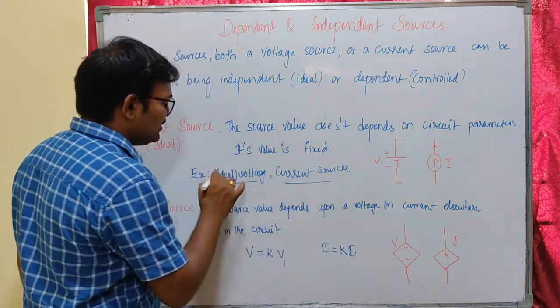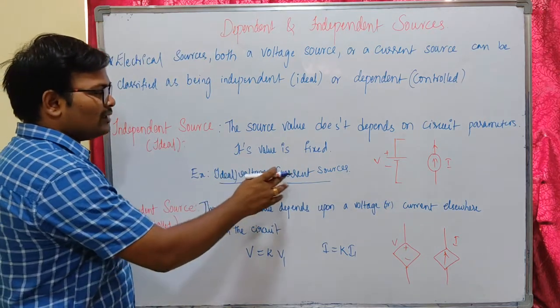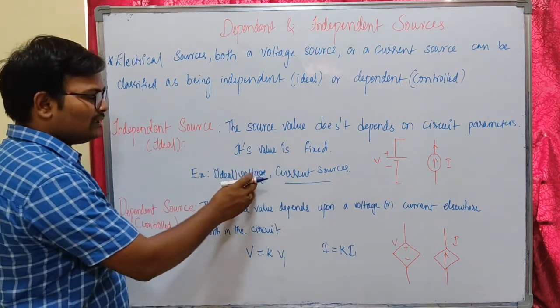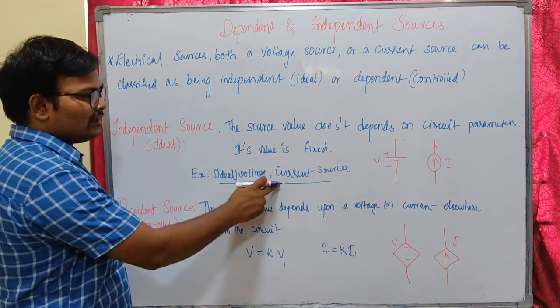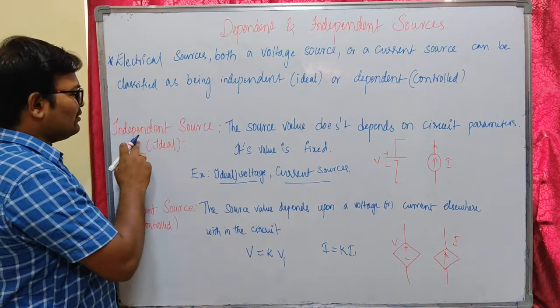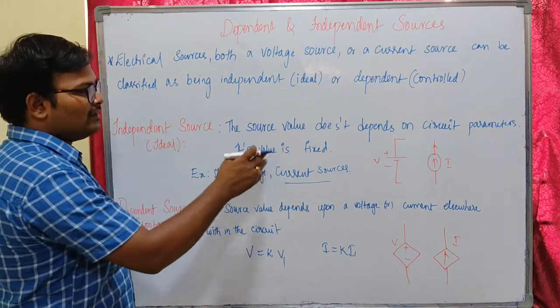Here the term ideal means the internal resistance of the voltage source and current source is treated as negligible. That means we don't consider the internal resistance of our voltage source and current source, then it is treated as an ideal voltage source or ideal current source. So our ideal voltage source and ideal current source are independent sources. They don't depend on any circuit parameters.